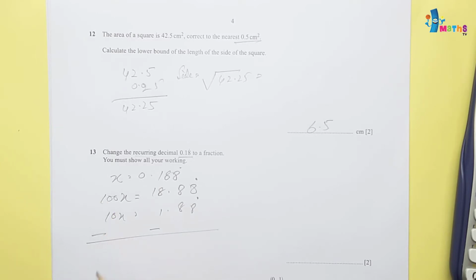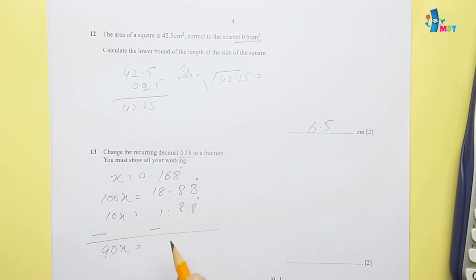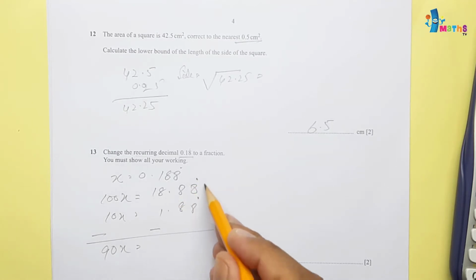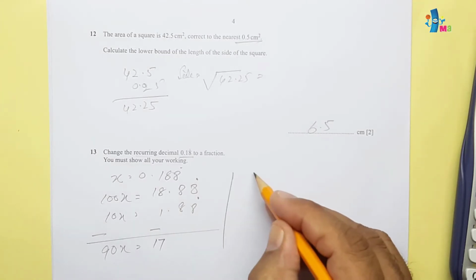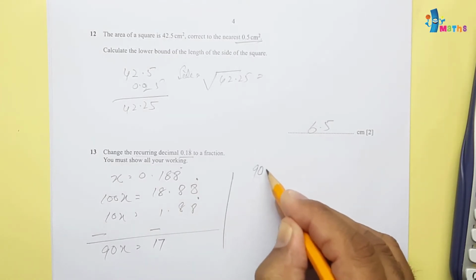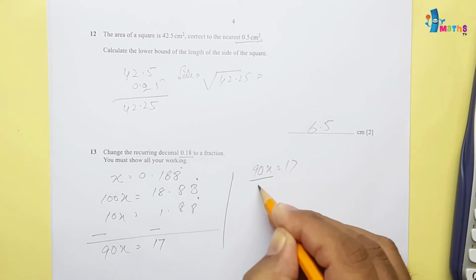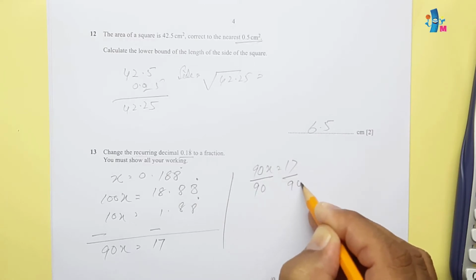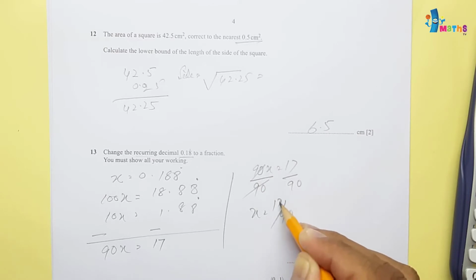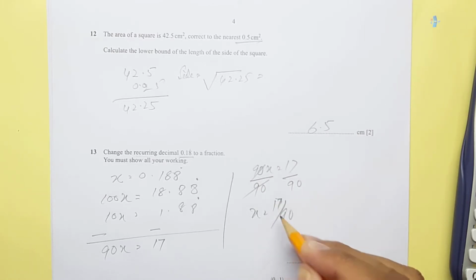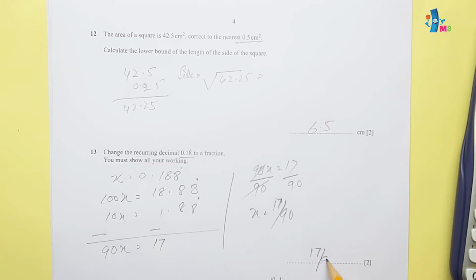And now we can subtract, this will be minus, this will be minus. So 100 minus 10 will be 90x. 90x will be equal to, this recurring portion will cancel, and 18 minus 1 will be 17, and we can write 90x is equal to 17. Divide both sides by 90. So this will be cancelled. x will be equal to 17 over 90, and this will be our answer, 17 over 90.